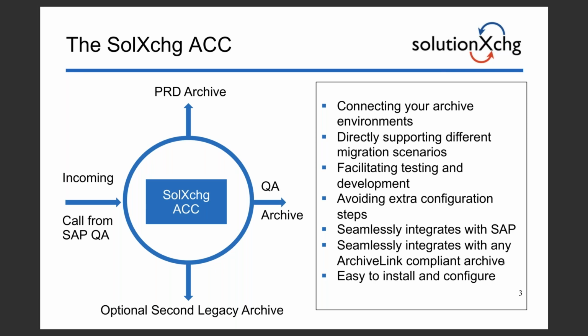So a couple of use cases here. What can the ACC do? It can connect your various archive environments to one SAP system. It can also, as a secondary use, support various migration scenarios for immediate cutover to a new production archive. That's something we're not highlighting specifically in this talk, but we have other talks on our website that specifically mention and handle this application scenario.